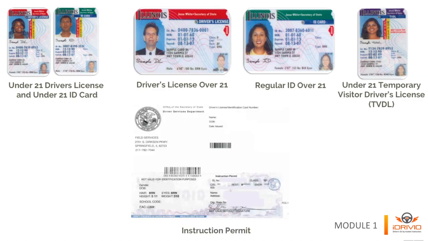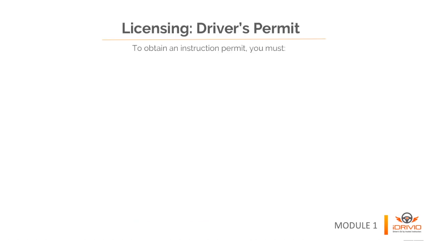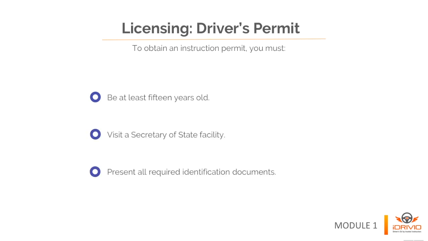An instruction permit. To obtain an instruction permit, you must be at least 15 years old, visit a Secretary of State facility, present all required identification documents. You may click the plus button to see the full list of required documents.